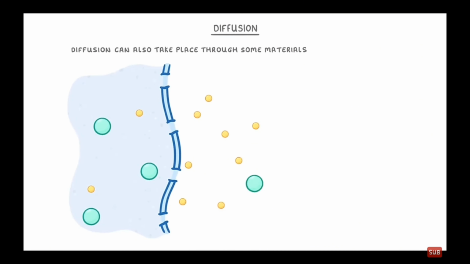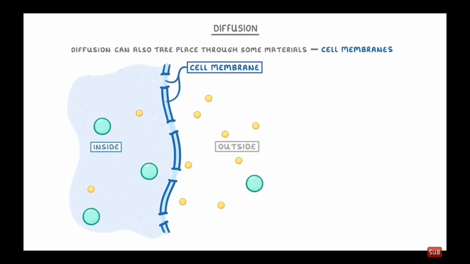The next thing we need to look at is the idea that diffusion can also take place through some materials, such as cell membranes. For example, let's imagine that on the left we have the inside of a cell, on the right we have the outside of the cell, and this barrier in between is a cell membrane. We call membranes like this partially permeable, which means that only some molecules are able to diffuse through them.